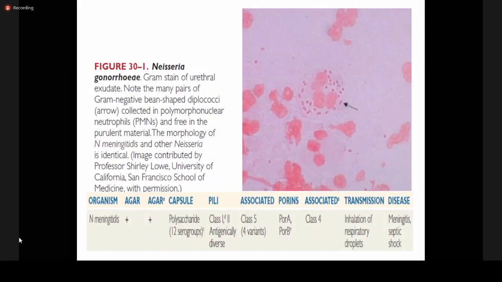Okay, and we can say that Neisseria meningitidis has a capsule, which is polysaccharide, with 13 serogroups. The transmission of Neisseria meningitidis is through inhalation of respiratory droplets, and it can cause many diseases, including meningitis and septic shock. Very dangerous microorganism, this Neisseria meningitidis.